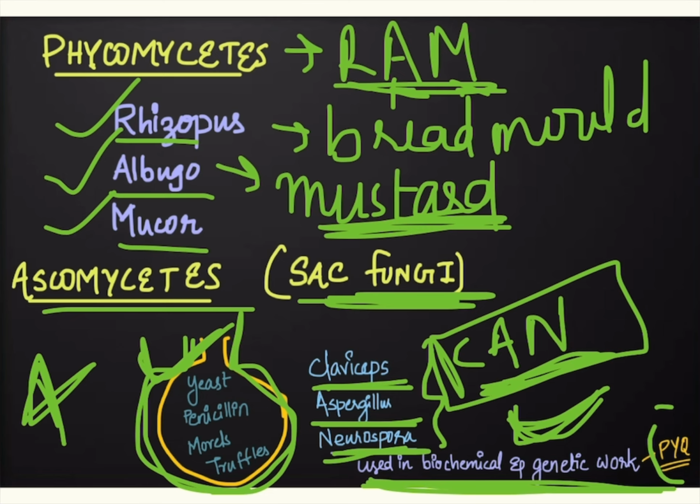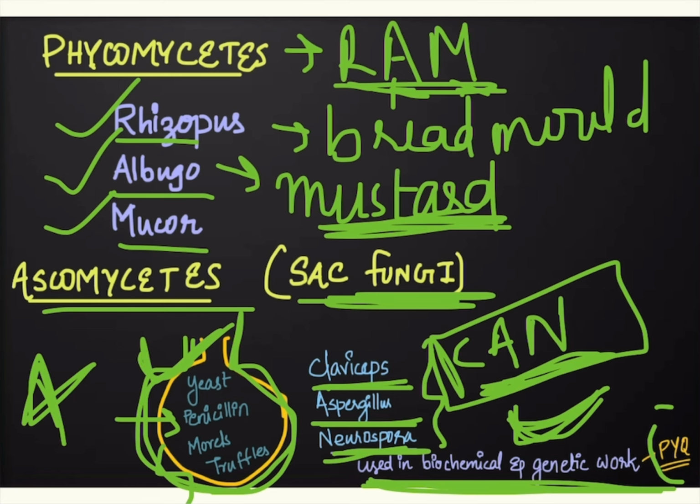Yeast. Yeast is the first element. Yeast is the one and only unicellular fungus, and fungi are generally multicellular. And then we are carrying some antibiotics, the Penicillium, and then we are carrying some edibles. Morels and truffles are the edibles, that means eatables.